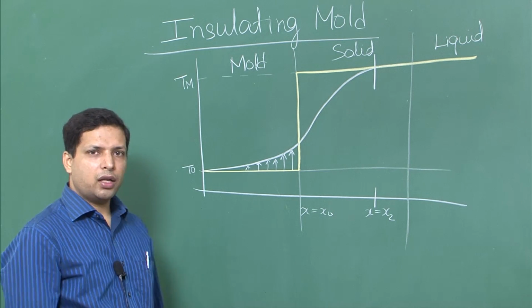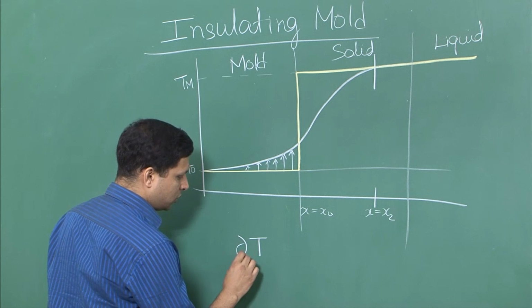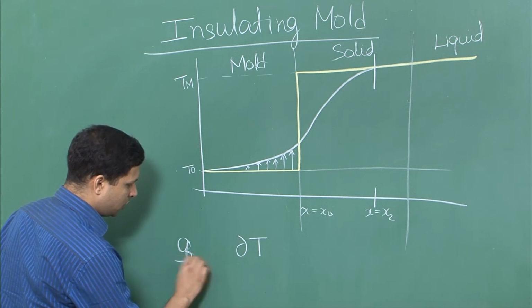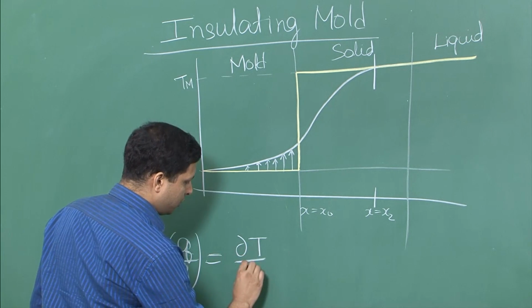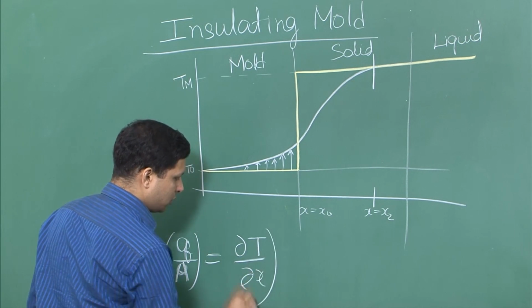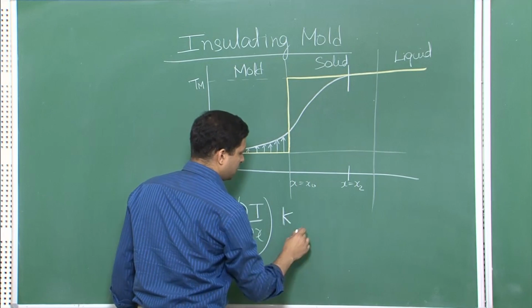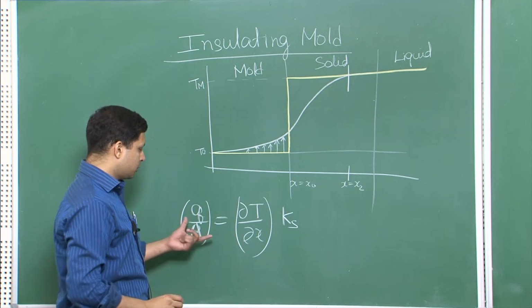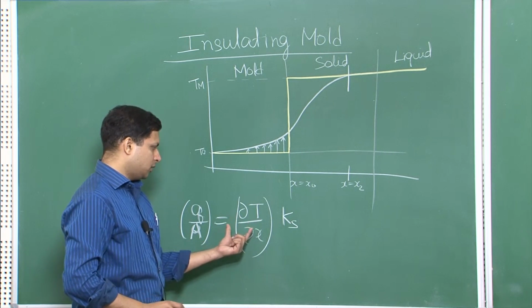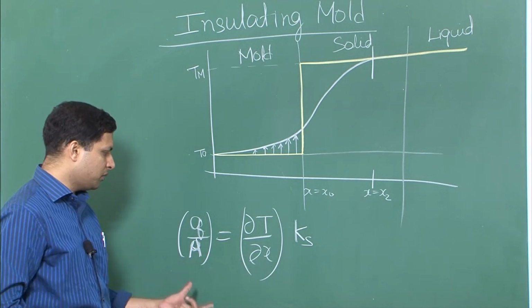So let us look at what happens over here. q over A is given by delta T over delta x times k_m, and this is not k_m, this is solid, so k_s. Okay, so it is the same thing. I have written k_s towards the second part, but the equation is the same.